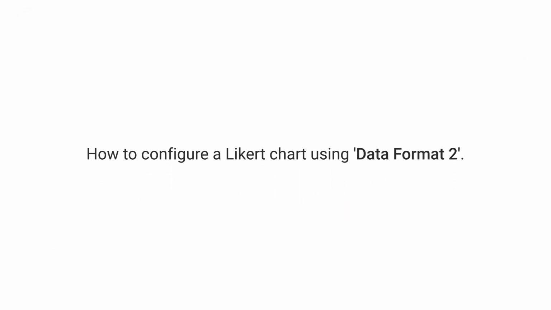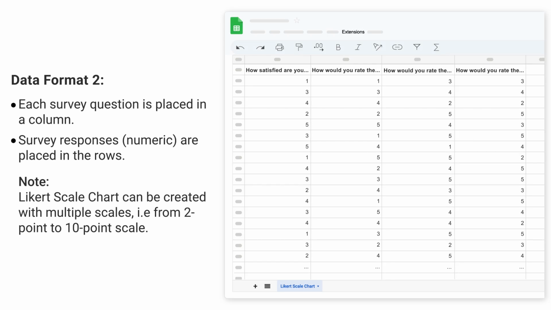How to configure a Likert chart using Data Format 2. Data Format 2: each survey question is placed in a column. Survey responses, numeric, are placed in the rows. Note, Likert Scale Chart can be created with multiple scales, that is from 2-point to 10-point scale.